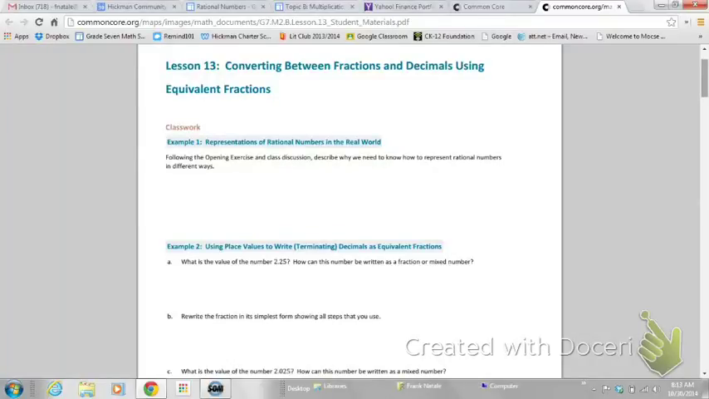Okay, so here we are now in your binder, lesson 13, example 1, representations of rational numbers in the real world. We just asked about where you see decimals, where you see fractions. So it asks you here, following the opening exercise and class discussion, describe why we need to know how to represent rational numbers in different ways. For example, do you ever see a recipe that calls for 2.7 cups of flour?